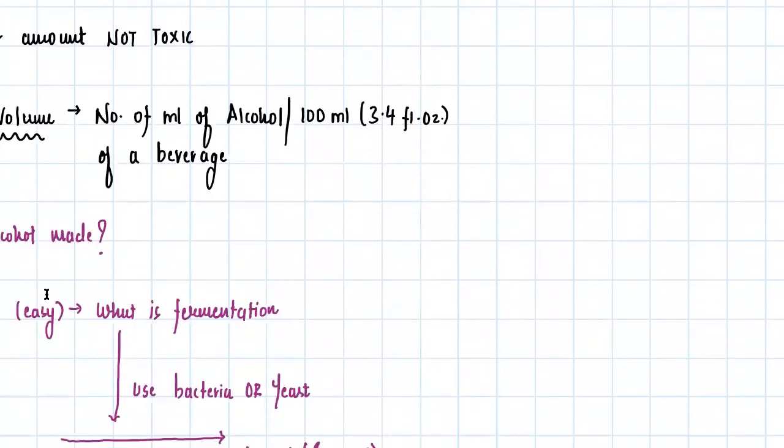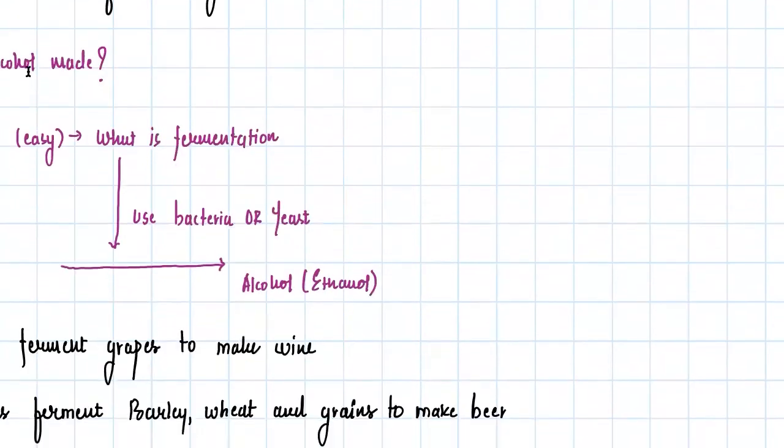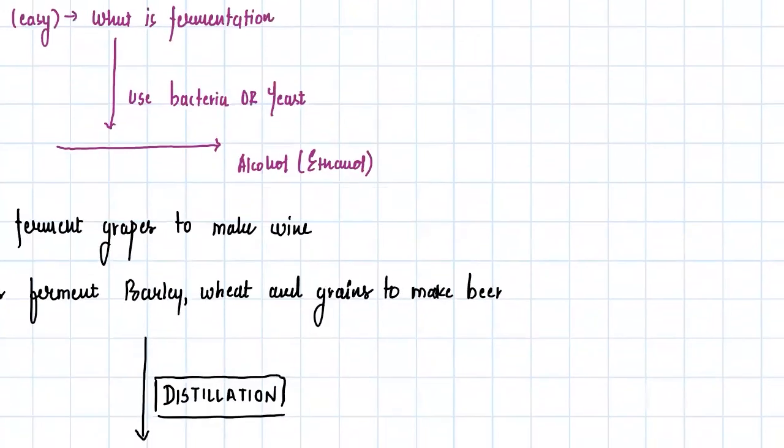Alcohol by volume. How do you calculate alcohol by volume? Number of ml of alcohol per 100 ml is alcohol by volume, right? Number of ml of alcohol per 100 ml of beverage is alcohol by volume. How is alcohol made? Alcohol is made by fermentation. What is fermentation? It is the use of bacteria or yeast. It converts essentially sugar, glucose into alcohol or ethanol.